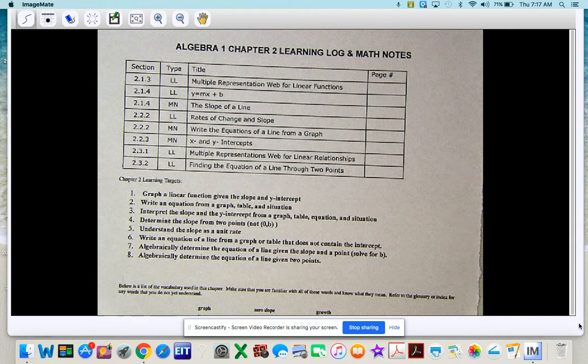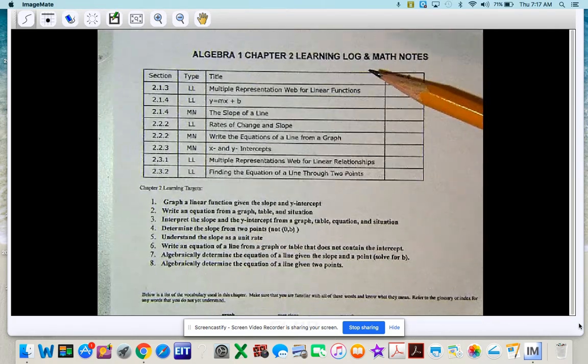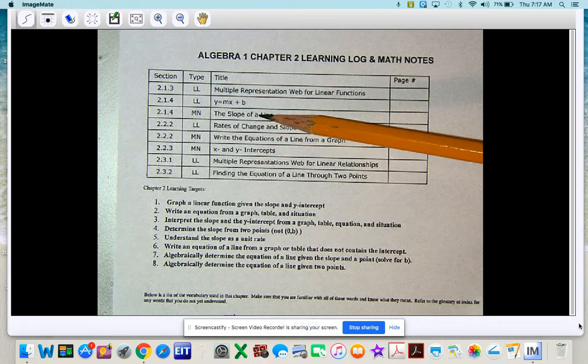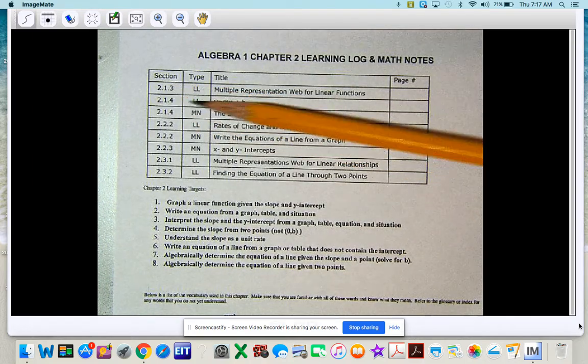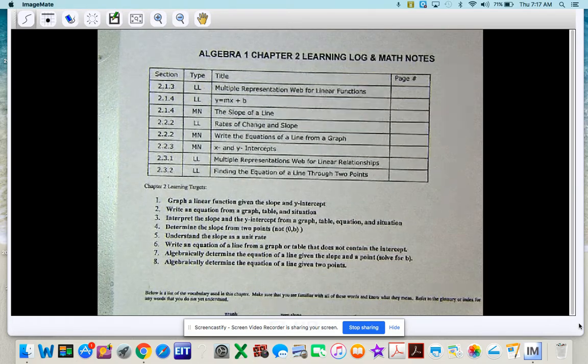Okay, so here are the learning targets and the entries that you're going to need to put in for chapter 2. So we've got a couple learning log entries, a few math notes, but we're just going to get this first few things done. Okay. The learning targets for this chapter.